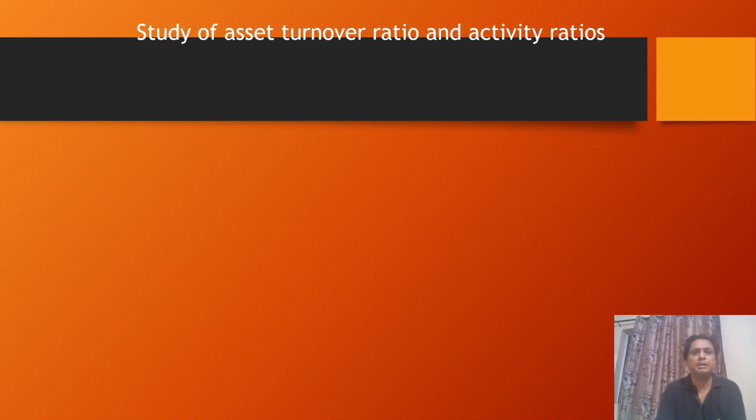Welcome to this third episode of the ratio analysis. Here we'll study the second ratio of Dupont analysis, that is the asset turnover ratio and the activity ratios associated with these efficiency ratios.